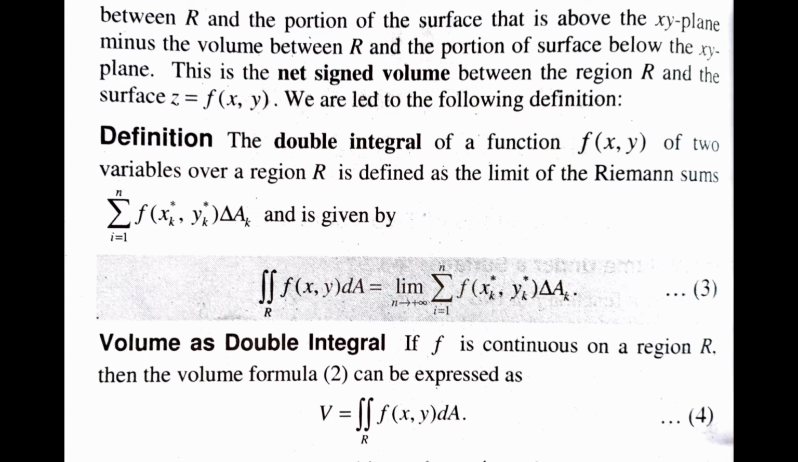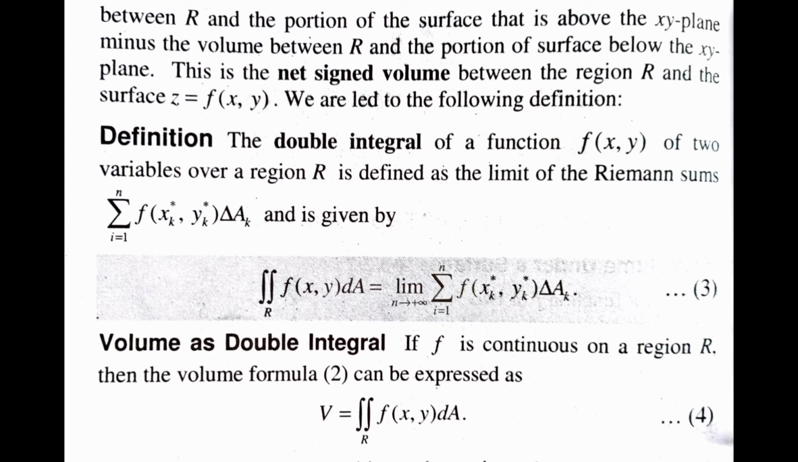We are led to the following definition. The double integral of the function f of xy of two variables over a region R is defined as the limit of the Riemann sums sigma i equal to 1 to n f of xk yk delta ak, and is given by double integral over R f of xy dA equal to limit n tends to infinity sigma i equal to 1 to n f of xk yk delta ak.